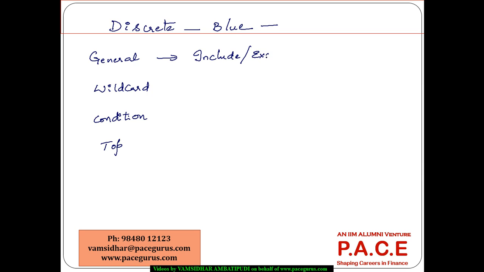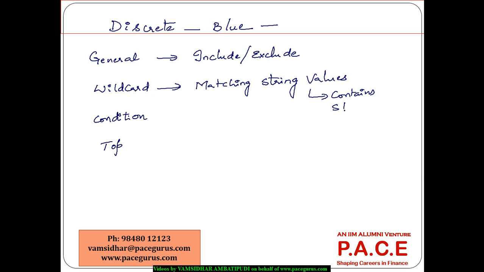So that is what goes as a part of the general tab. Whereas in the wildcard tab, you are actually matching the string values. When you want to do a wildcard match, you are matching the string values with either contain, or the string values that begin with or start with, or that end with, or some kind of exact value match. Some kind of wildcards are what we are using.